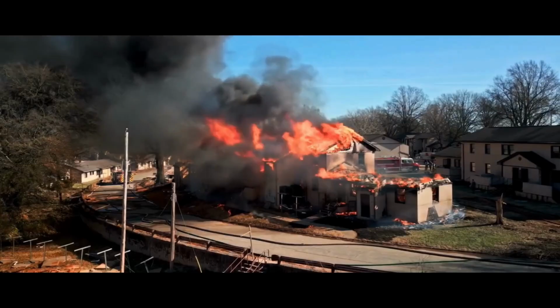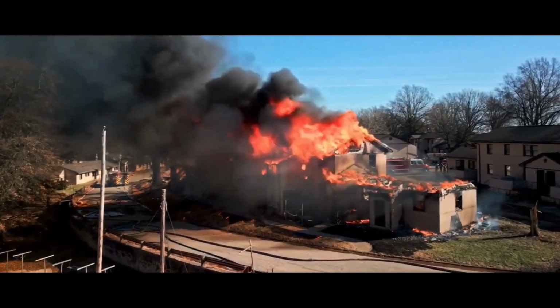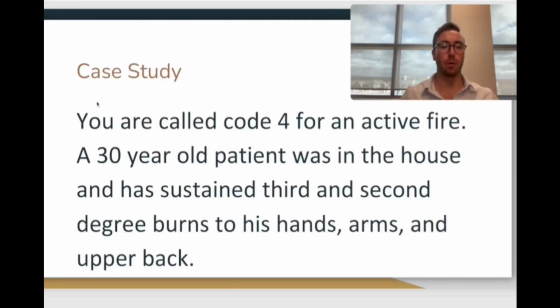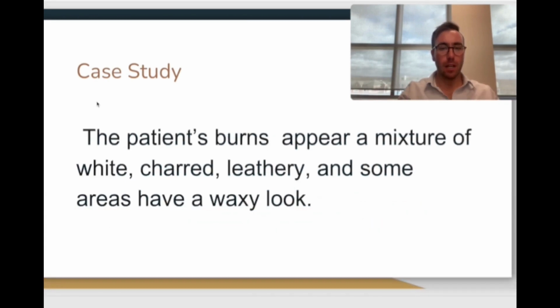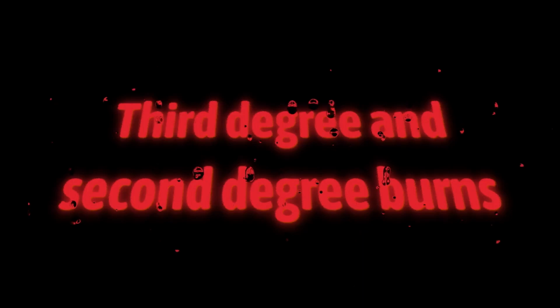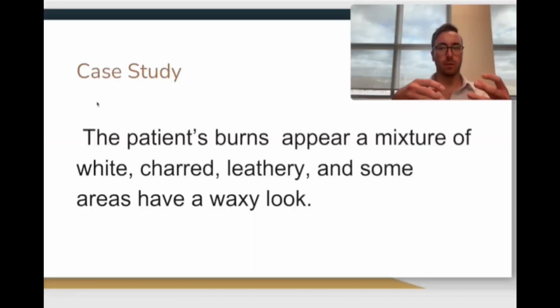A 30-year-old patient was in the house and has sustained third and second degree burns to his hands, his arms, and his upper back. So pretty significant, and a large portion of his body area is burned. The patient's burns appear a mixture of white, charred, leathery, and some areas have a waxy look. So you can see the mixture of third degree burns and second degree burns, because burns usually manifest with a bullseye pattern.